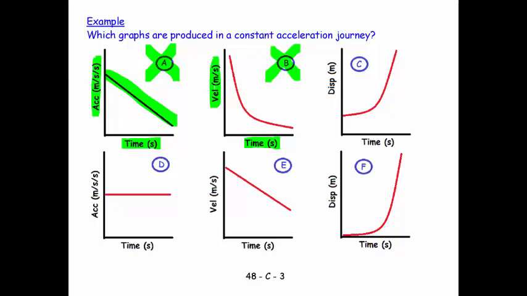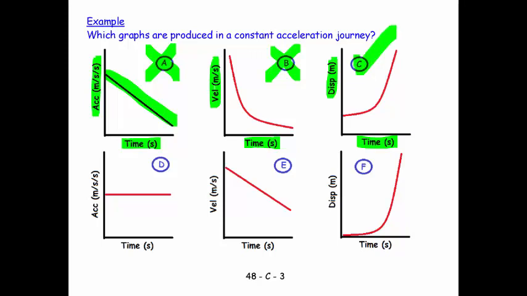This third one is a displacement versus time graph. And can you see how as time passes you take bigger and bigger and bigger and bigger steps in displacement? Constant acceleration means steadily increasing velocity, means increasing displacement steps in time. So that is consistent. That could be.